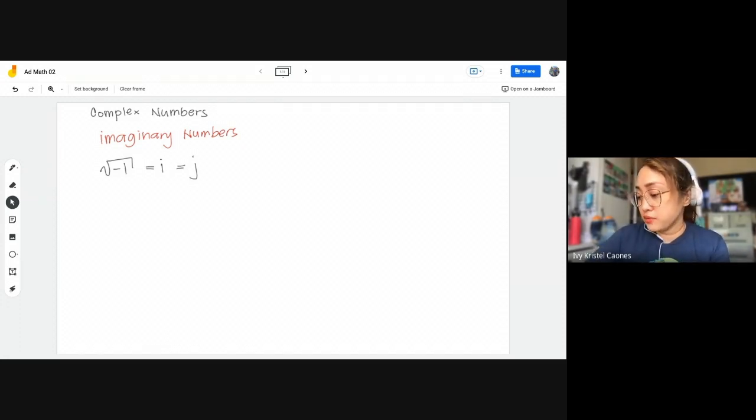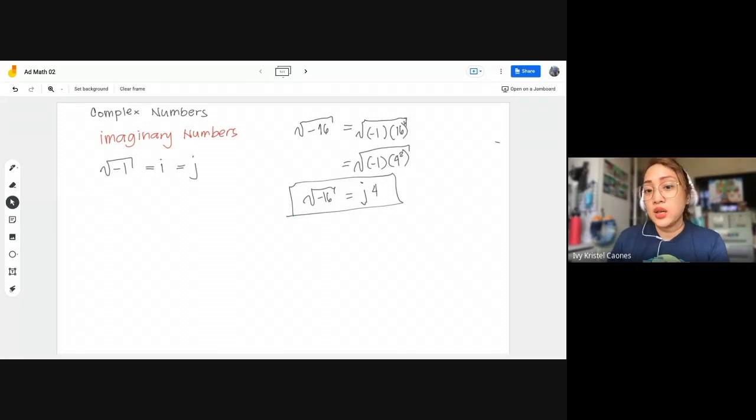For example, you have a question where you perform in the calculator the square root of negative 16. In the calculator, it is a math error, or you cannot solve it. But in complex numbers, we know that negative 16 is negative 1 times 16. Then we know that 16 has a square root, that is 4 squared, from your algebra. So that means that is J 4. So the square root of negative 16 is J 4. You will be able to convert the square root of negative 16 into J 4.